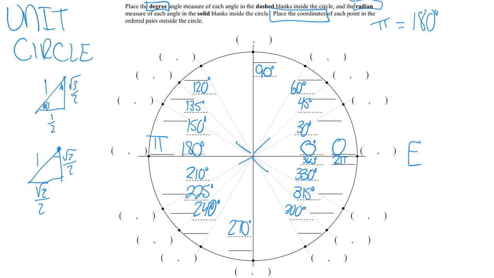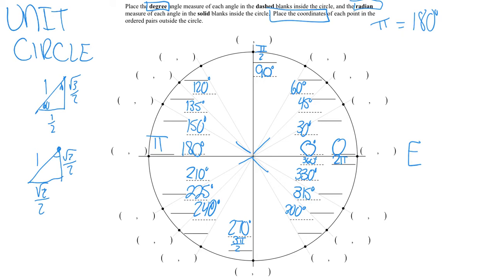We're going to go ahead up to that 90-degree marker, and that is half of pi, so that's pi over 2. Then at the 270-degree marker, that is 1.5 pi, which is 3 pi over 2. Not too shabby, right?